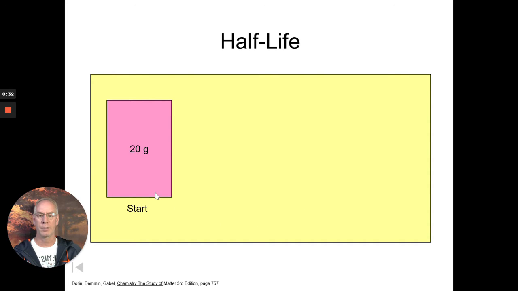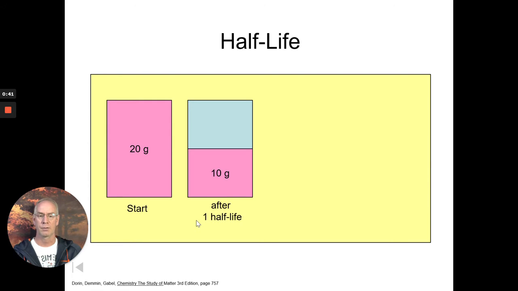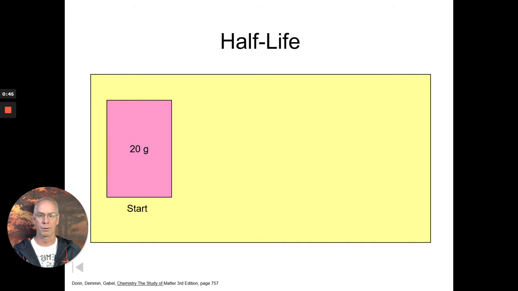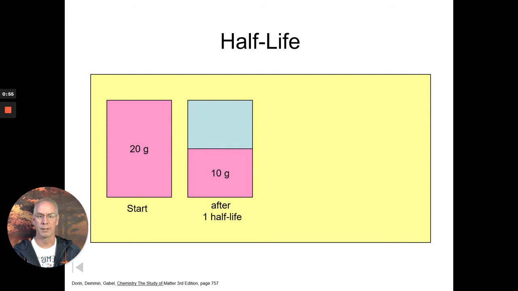If we start with a 20-gram sample and we wait for it to decay so that the pink stuff, that's what I'm going to call it, goes down to 10 grams. Let's try this one more time. The animation didn't work particularly well there. So that 20 grams should go down to 10 grams. And that will be the time it takes for one half-life.